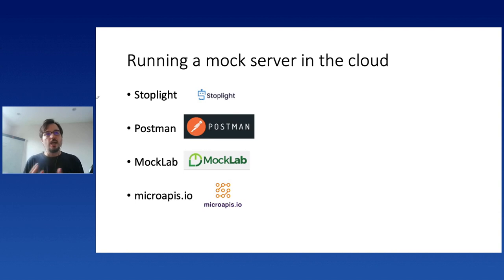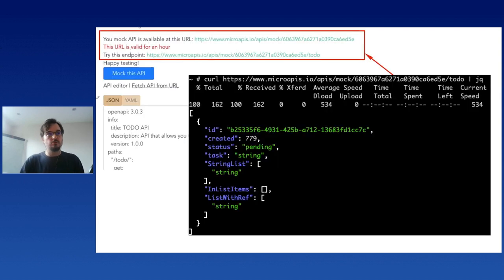In this case, I'm going to show you an example with MicroAPIs, which, to my knowledge, is the only platform that doesn't require you to have an account created to be able to run mock servers. Like I said at the beginning, all you need to do is copy the specification in the input panel. You click this button, and then you get a base URL for the mock server. Again, here is an example of what happens when we call the mock server URL with curl. We are just getting a valid payload, which we can work with to build our API clients.